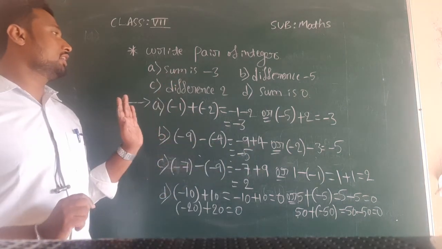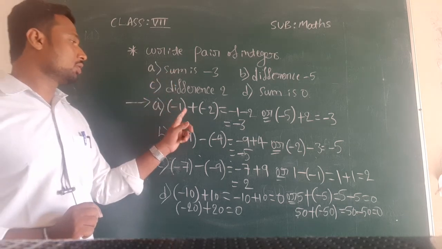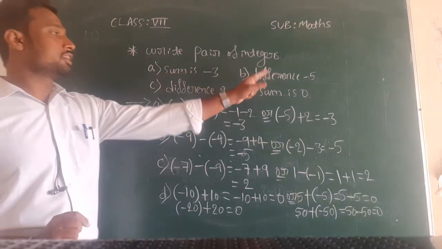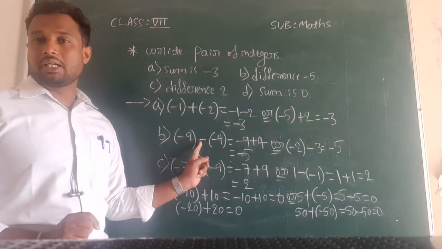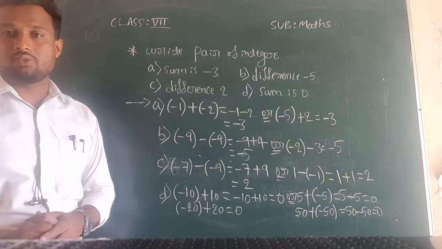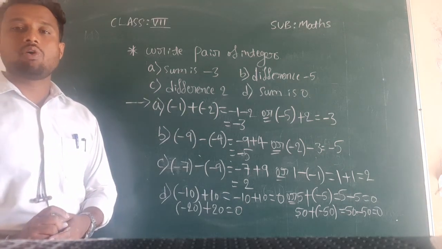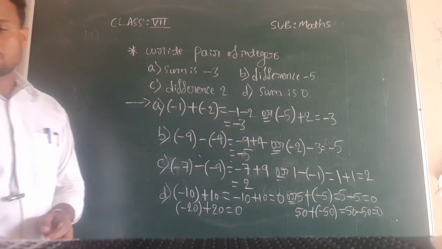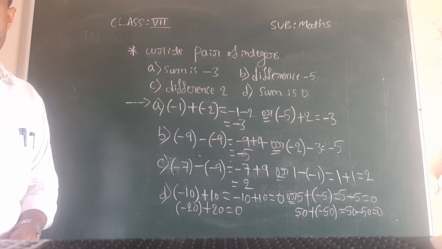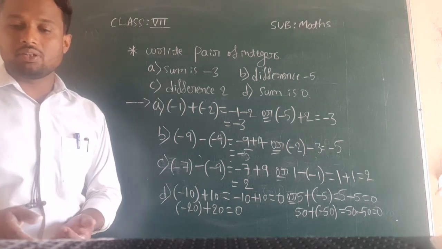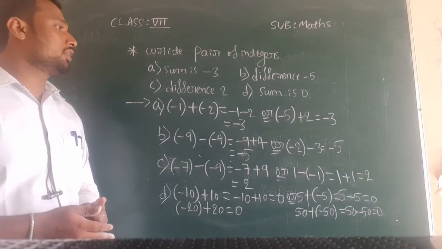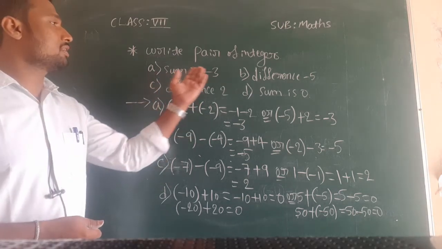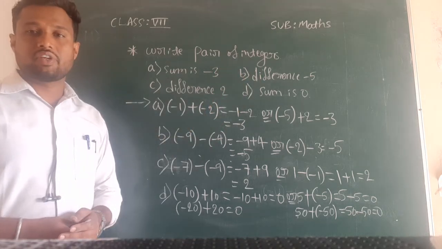But when you are considering, if there is sum, you should write plus in between two integer values, and when that is difference, you should write minus in between two integer values. This is the basic thing for this problem. And I have given one or two more examples other than your textbook. Like this only, try to give another one or two pairs of integer values to get the same values, or to get sum as minus 3 or difference as minus 5.